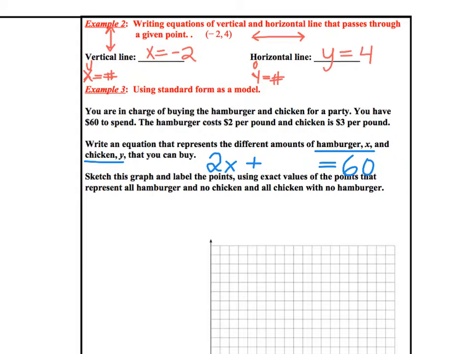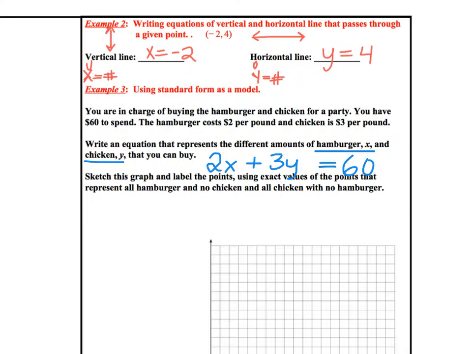Three Y. Because it's $2 for each pound of hamburger plus $3 for each pound of chicken equals our total amount that we have to spend, $60. That would be your equation. Like I said, it goes together exactly how it sounds.